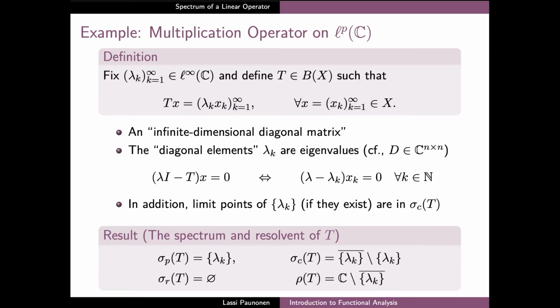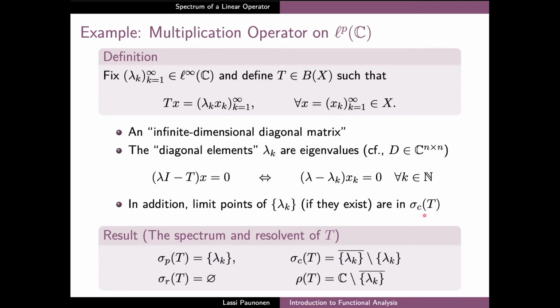Moreover, the multiplication operator can also have other spectrum besides eigenvalues. In fact, all the limit points of the set of lambda_k's are also in the spectrum of T. We will learn later that the spectrum of an operator is always a closed subset of the complex plane, so it really will contain all of its limit points. But those limit points which are not in the set itself are not eigenvalues, but instead they belong to the continuous spectrum of T.